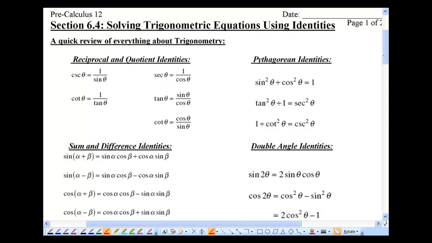Section 6.4, and we've reached the last section of chapter 6. Congratulations! This section takes a look at how we can solve trig equations using identities. Remember how I said all that stuff from chapter 4 is going to come back? Well, it's back again. This time we're solving trig equations, and we're going to extend what we did in chapter 4 to throw in the usage of identities.